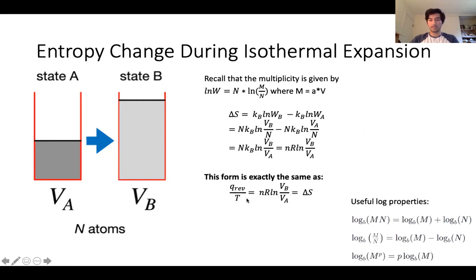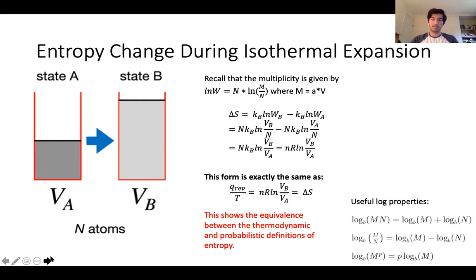And so this is pretty significant for us because this shows us that if we consider the heat flow in an isothermal process, it's actually just equivalent to the change in entropy as long as you divide the heat flow by T. So this basically shows us that there's an equivalent relationship between the probabilistic way of defining entropy and also the thermodynamic definition of entropy. Does anyone have any questions so far?